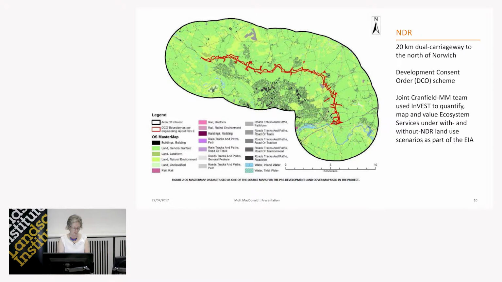So this is the scheme. It's 20 kilometres long. It extends from the A47 to the River Wensum Valley, which is a special area of conservation and high quality ecological landscape. So in collaboration with Cranfield University, we used an InVEST model to quantify, map and value the ecosystem services, both before the scheme and then with the scheme, to see what the outcome was in terms of what services and changes that we would implement as part of the scheme. And I said that supported the EIA.